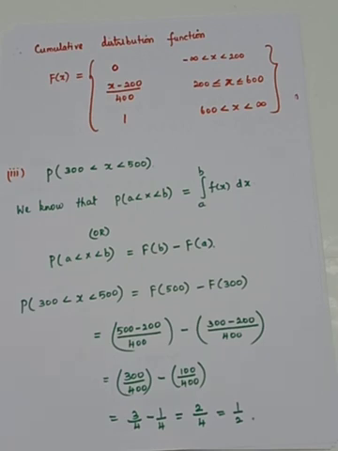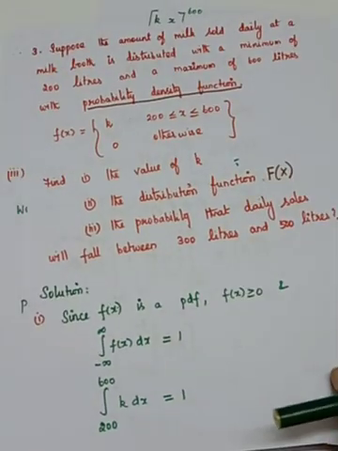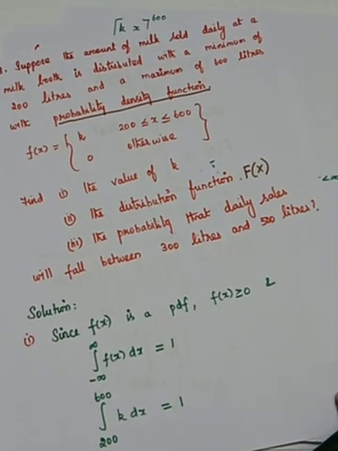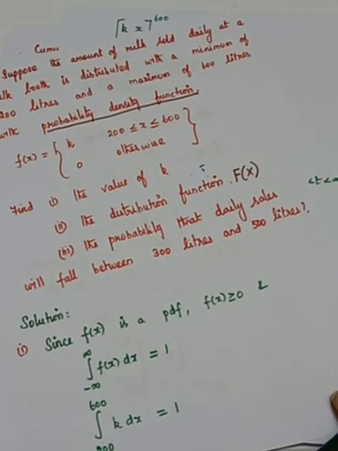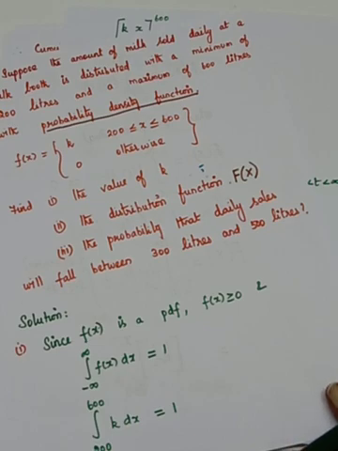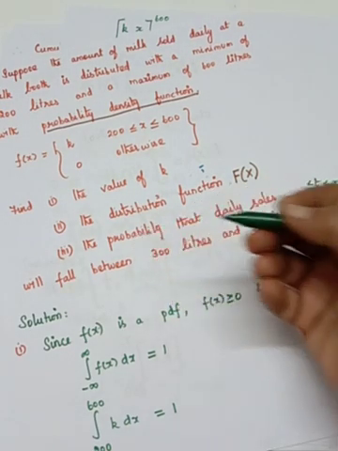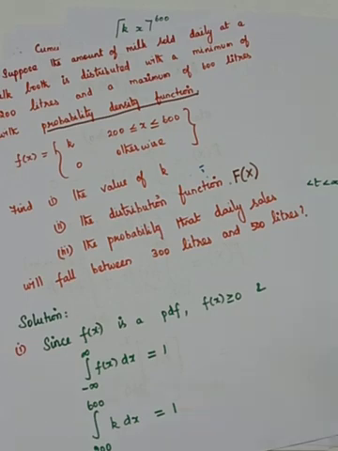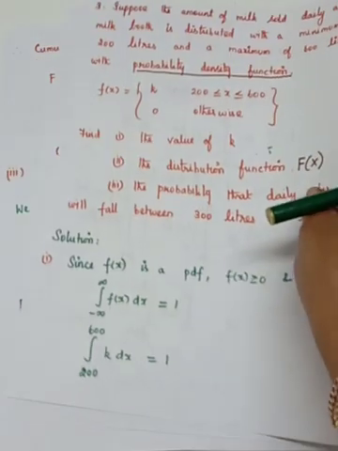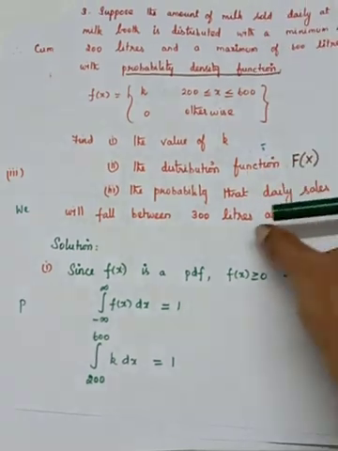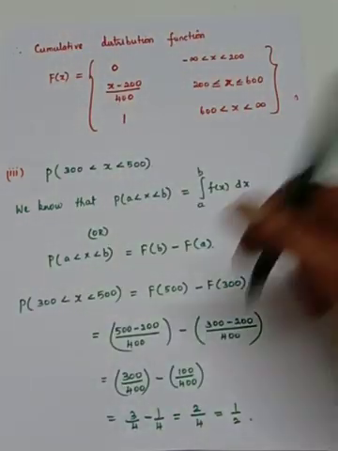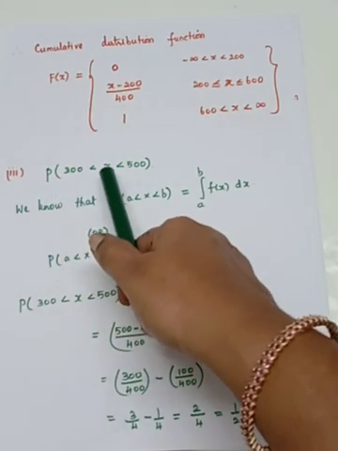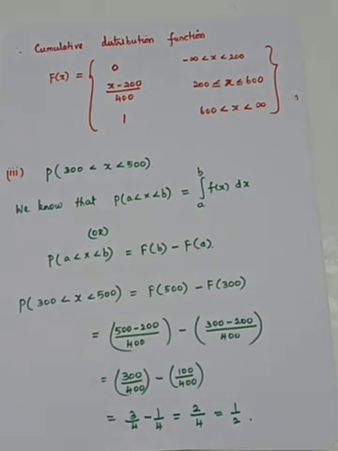Okay, so in this problem, the third subdivision, what is asked? You see, the probability that daily sales will fall between 300 liters and 500 liters. So we have to find the probability, that is P of your daily sales. Daily sale is denoted by the letter X. So it is between 300 and 500. We have to find the probability of 300 less than X less than 500. Now here you have to decide which function you are going to use.